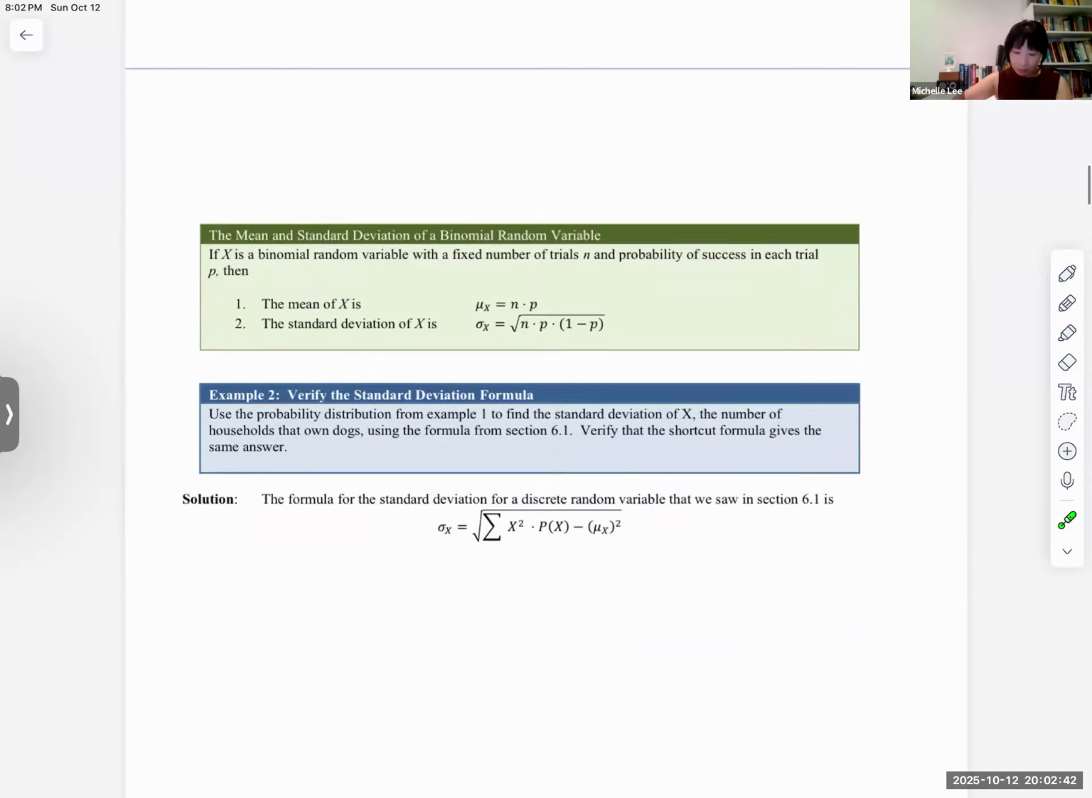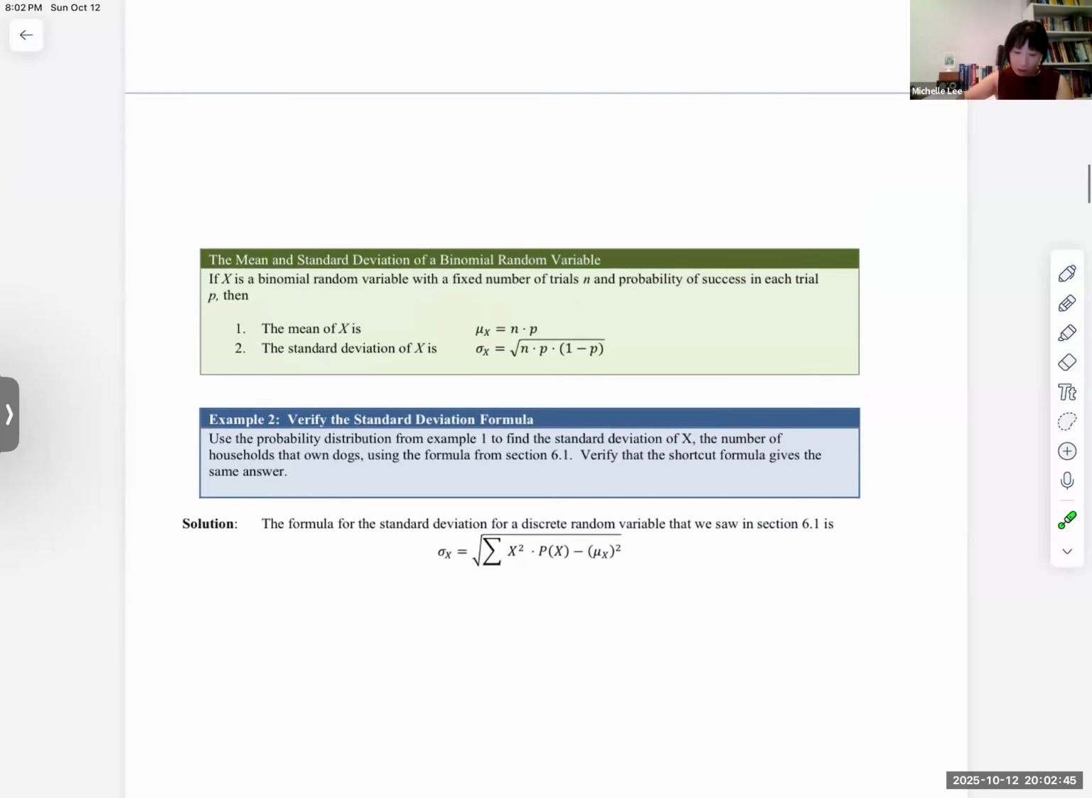Okay, now let's verify the standard deviation formula. Use the probability distribution from example 1. I did not go over example 1, but here it is. To find the standard deviation from 6.1, we use the same discrete random variable standard deviation formula. And then the textbook shows that the standard deviation for a binomial is the same.